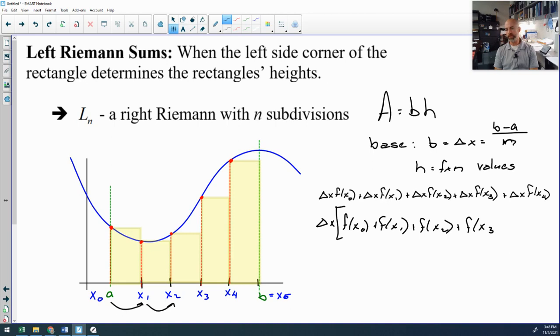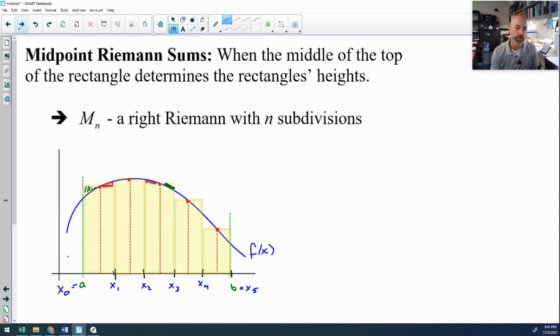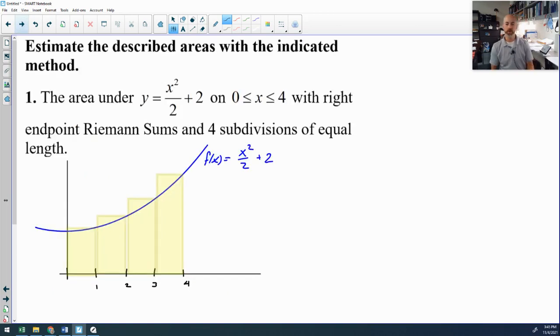So if you have evenly spaced subintervals, then you can make it a little bit easier on yourself by factoring out that delta x. So let's go on and look at 3 specific examples, one of each type. And so this one, we're looking at the function y equals x squared over 2 plus 2, and we're going from 0 to 4. I want a right endpoint Riemann sum with 4 equal subdivisions, and we can designate that as R sub n. R sub 4 means right Riemann sum with 4 subdivisions. And we do want subdivisions of equal length.